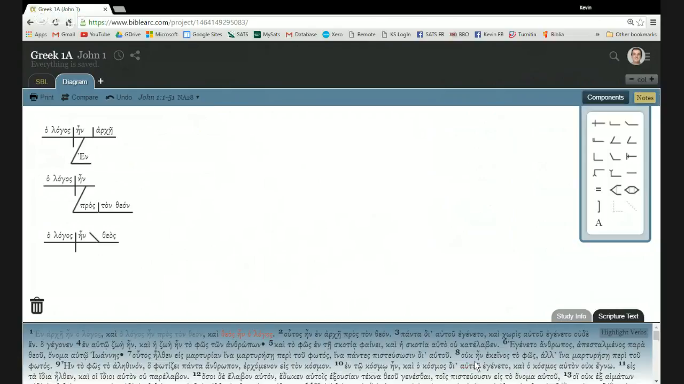Here's another one. Kevin, the en arche in your first diagram, does that belong there or does it belong as part of the prepositional phrase? Oh, sorry, I messed that up. I thought I had attached it to the prepositional phrase. No, of course it's part of the prepositional phrase.